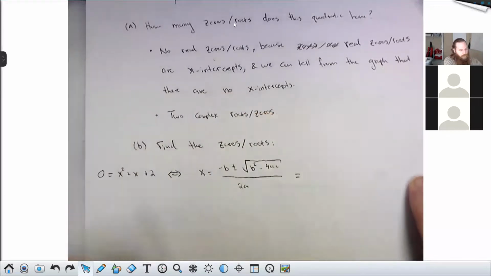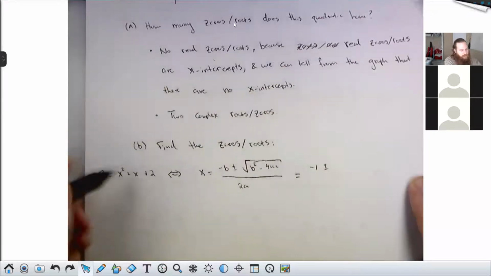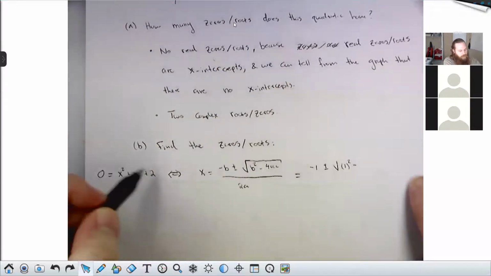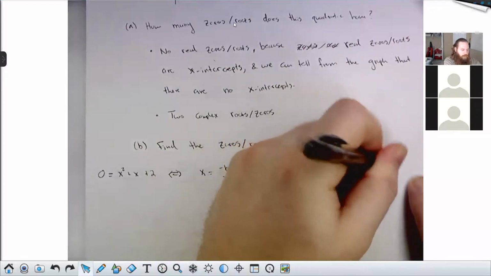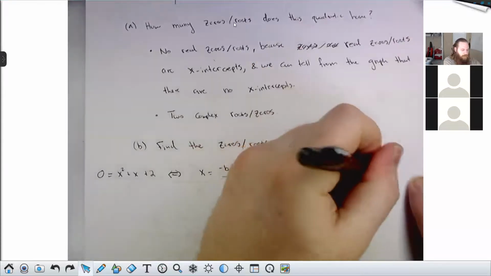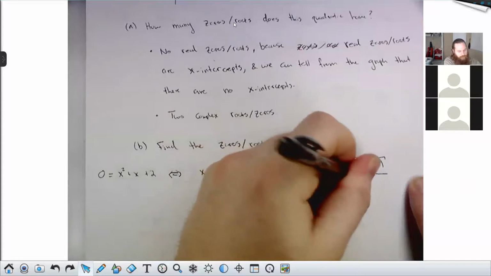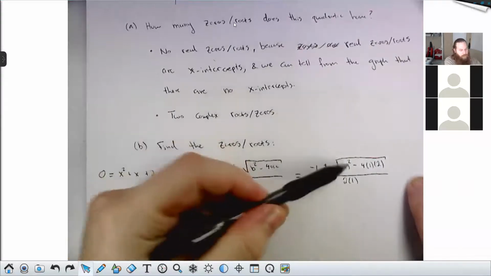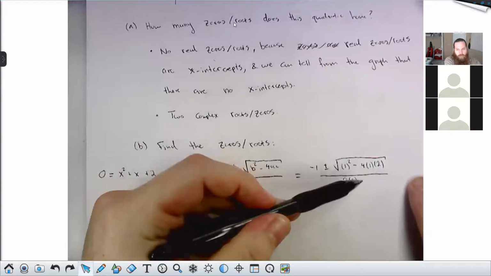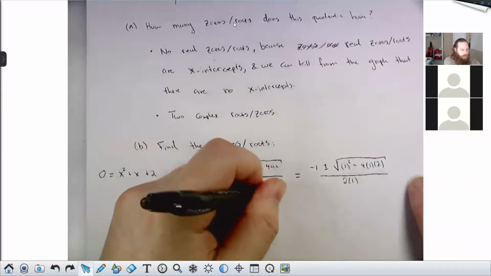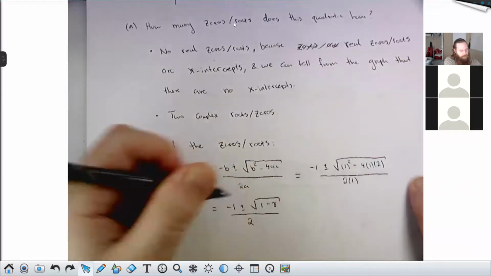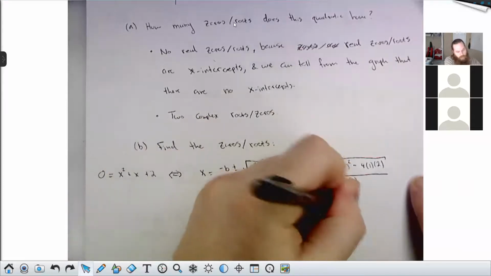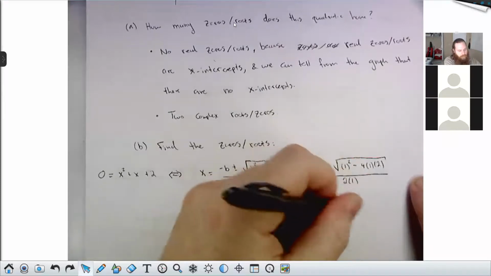So we plug in. b is 1, so negative b is negative 1, plus or minus the square root of b squared, 1 squared, minus 4 times a times c, 4 times 1 times 2, all over 2a, which is 2 times 1. So this is negative 1 plus and minus the square root of 1 squared is 1, 4 times 1 times 2 is 8. So this is 1 minus 8, all over 2, which is negative 1 plus or minus the square root of negative 7, all over 2.